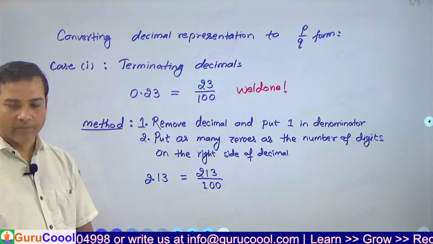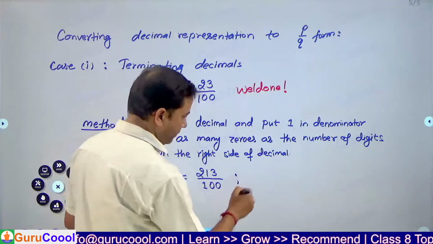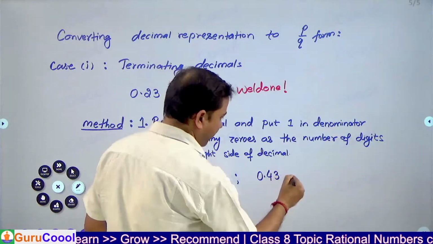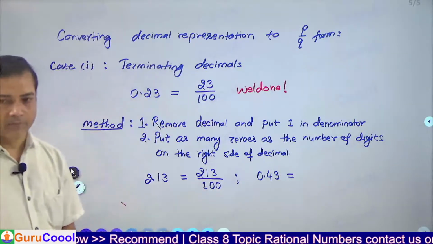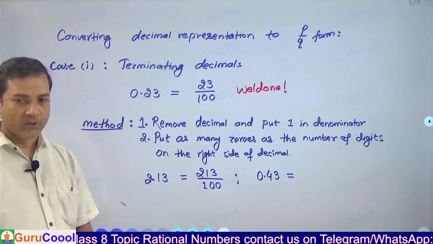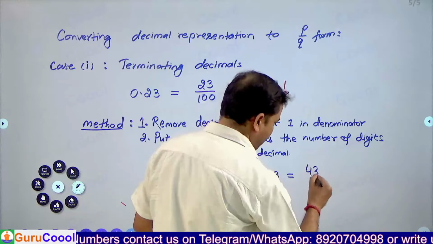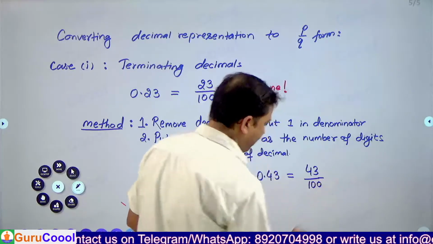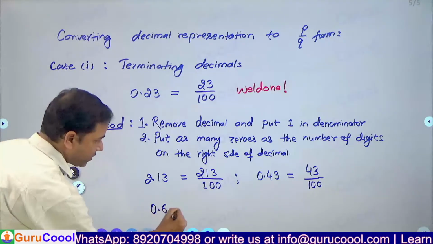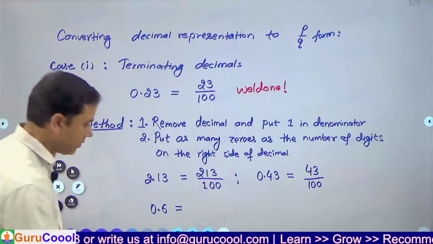Is that okay? Yes, sir. Try one more. This one. 43 upon 100. Correct. 43 by 100. Perfect. One more. This one. 6 by 10. Correct.